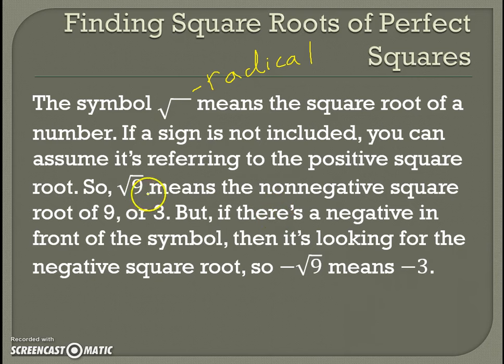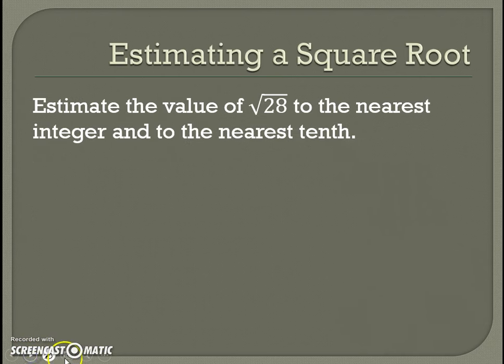So that radical 9 means the non-negative square root of 9, which would be 3. If there is a negative in front of the symbol, then it's looking for the negative square root. So that negative radical 9 would mean negative 3. All right, so you got to pay attention to those signs. Here's how it may play out. We're going to look at a different problem. Estimating the value of radical 28 to the nearest integer and the nearest tenth. So there's two problems within that. So make sure that you're noticing both of them.